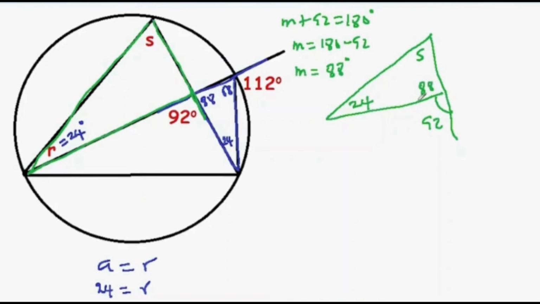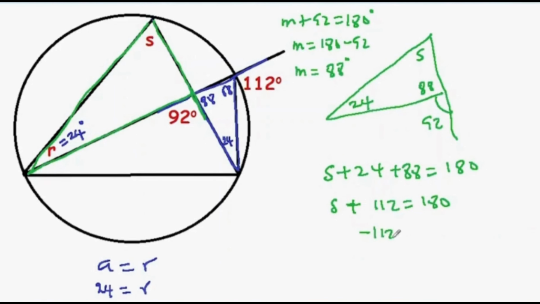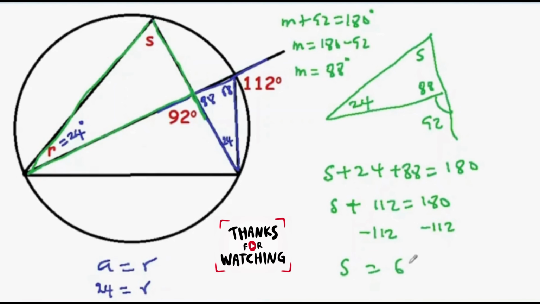Now that we have replaced M with 88 degrees, let us find angle S. That's going to be the sum of angles in a triangle, which is equal to 180 degrees. So S plus 24 plus 88 equals 180 degrees. 24 plus 88 is 112. Subtract 112 from both sides of the equation, because 112 minus 112 is 0. So S is 180 minus 112, that's 68 degrees.